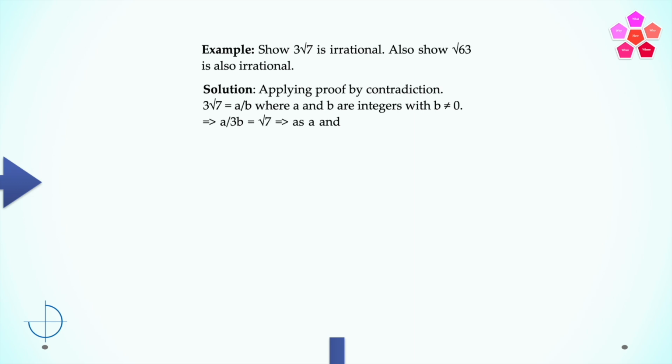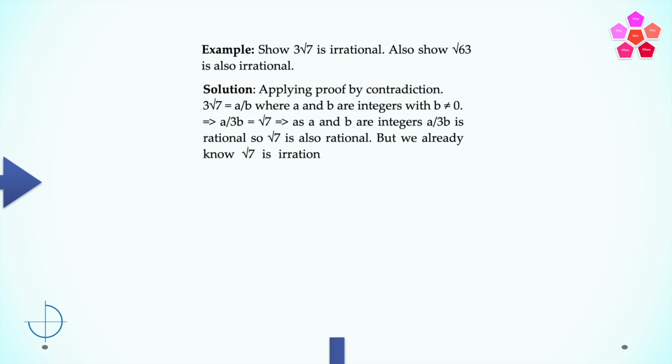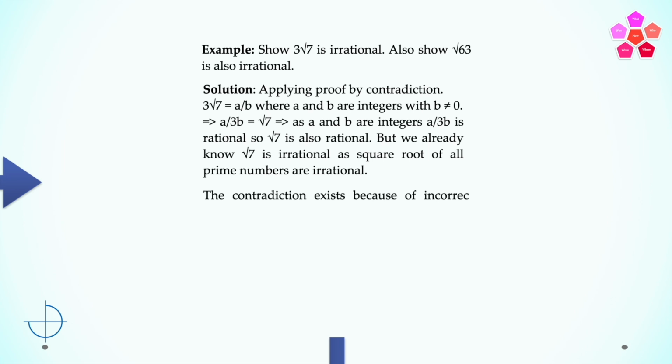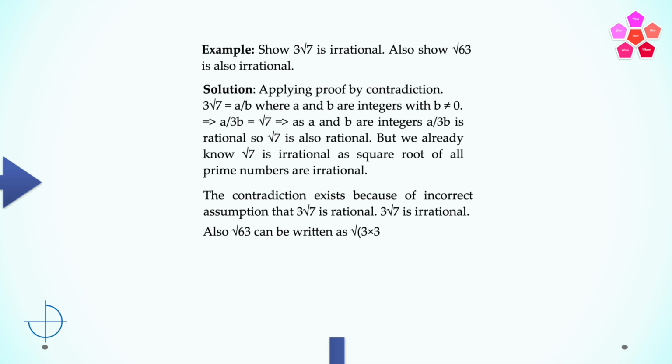As a and b are integers, a by 3b is also rational. So root 7 also has to be rational. But we already know root 7 is irrational as the square root of all prime numbers are irrational. The contradiction exists because of the incorrect assumption that 3 root 7 is rational. So 3 root 7 is actually an irrational number. Also root 63, which can be written as root 9 into 7, is equal to 3 root 7, which implies that this also is an irrational number.